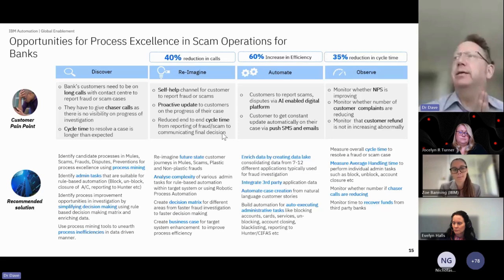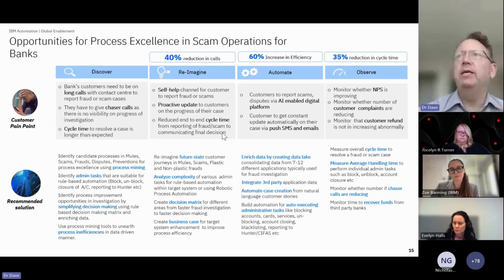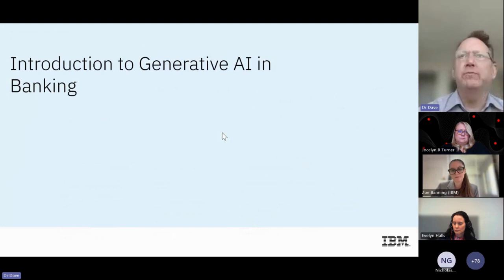And then the last area where there's a lot of opportunity is reduction of cycle time: being able to address these potential scams faster, both in the short term and the long term, and resolving the case, which should reduce the impact of the scams but also improve customer satisfaction. So three key areas: reduction in calls, increase in efficiency, and reduction in cycle time. And these are the things that Zoe will be talking about when she goes through her demo, in terms of the benefits that you would get from generative AI. So that's the scams process.